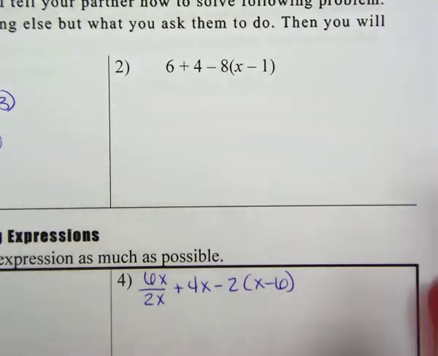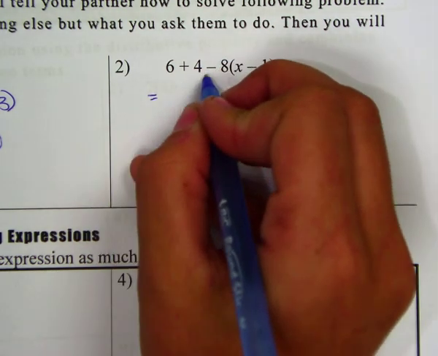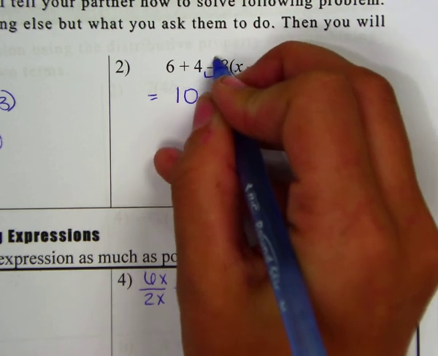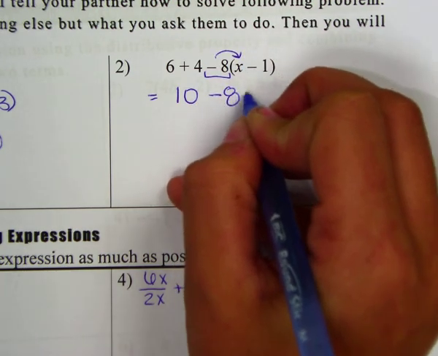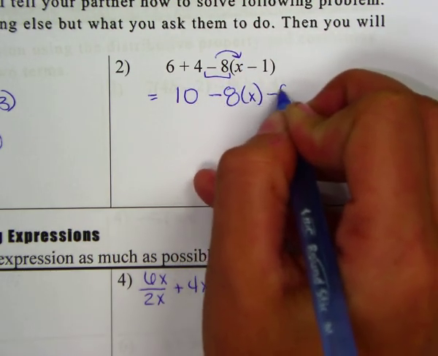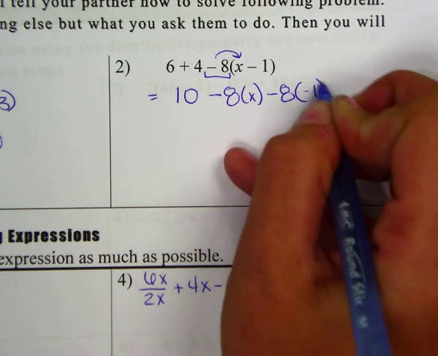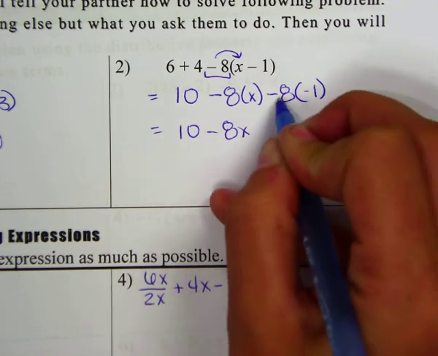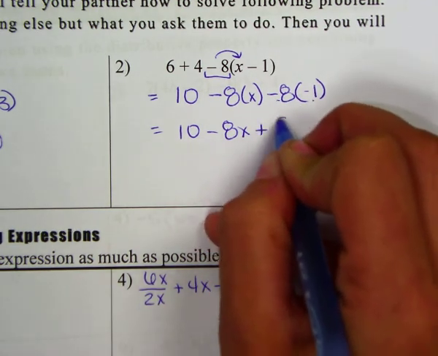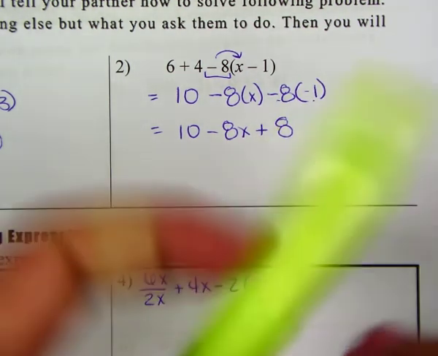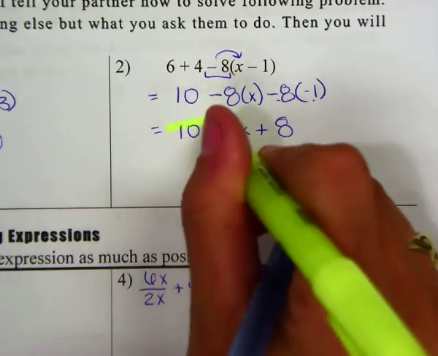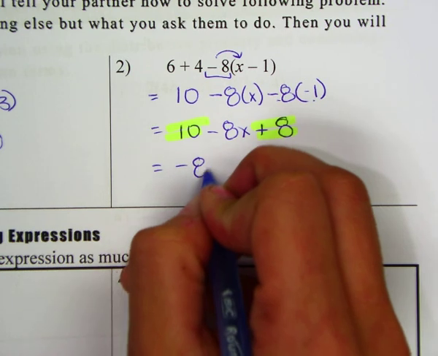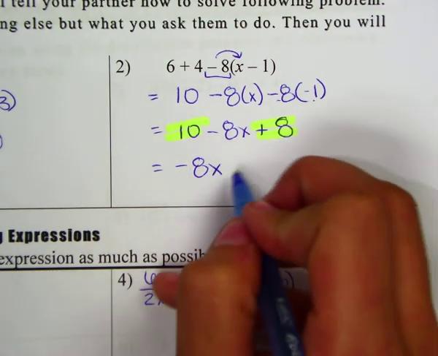Number 2, this is 6 plus 4, which is 10, minus, I'm going to do minus 8 times x, minus 8 times the -1. So this is 10 minus 8x. Negative times a negative is a +8. Now I'm going to combine like terms, which is actually the 10 and the 8. We'll rewrite the -8x first. 10 plus 8 is 18.